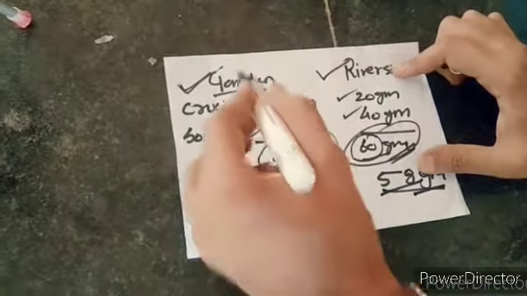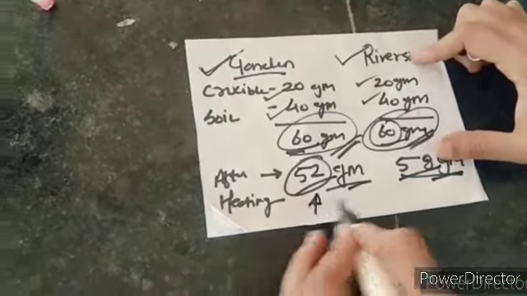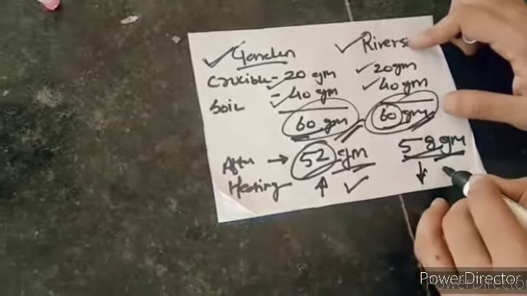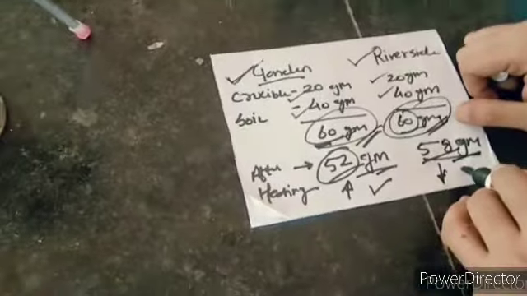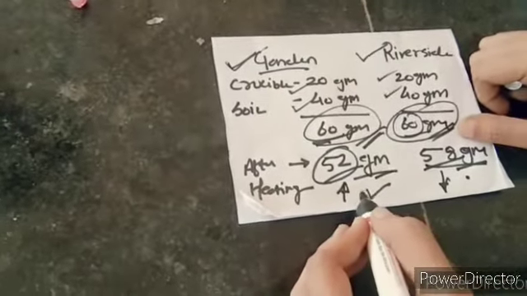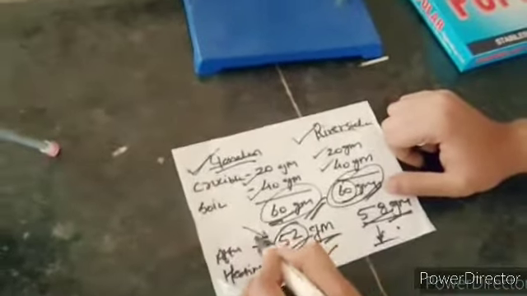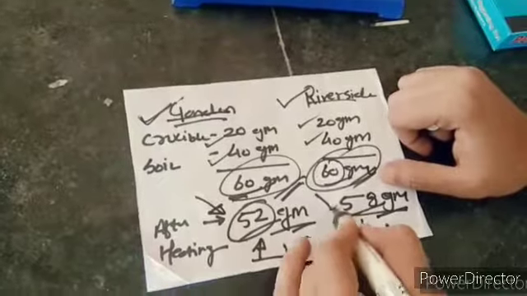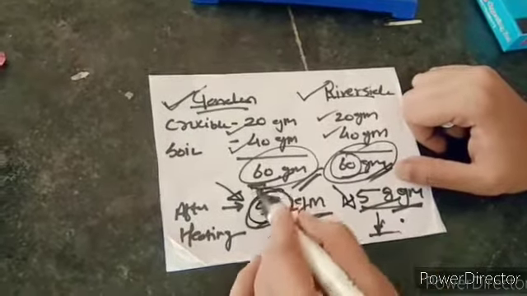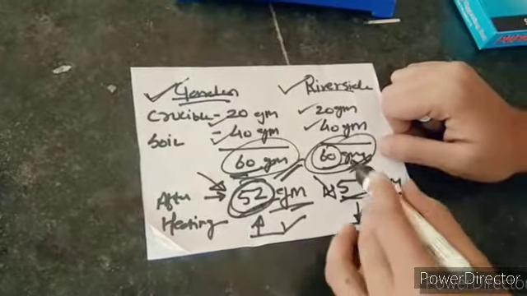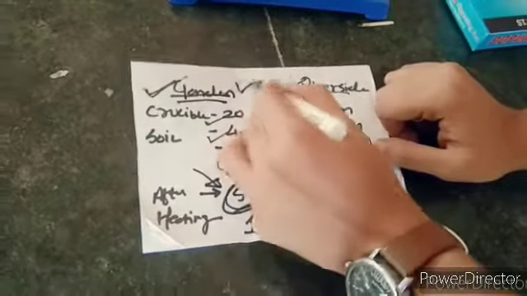So we can say that garden soil was having more moisture as compared to the riverside soil. Riverside soil has less moisture, whereas garden soil has more. So the conclusion is that garden soil is more moist, riverside is less moist, because the weight has been reduced as the water has evaporated. Here you can see more reduction, somewhat 8 grams, and here just 2 grams. So we can say it is comparatively more moist.